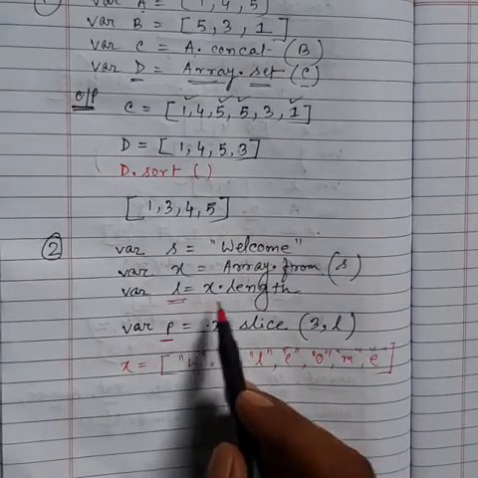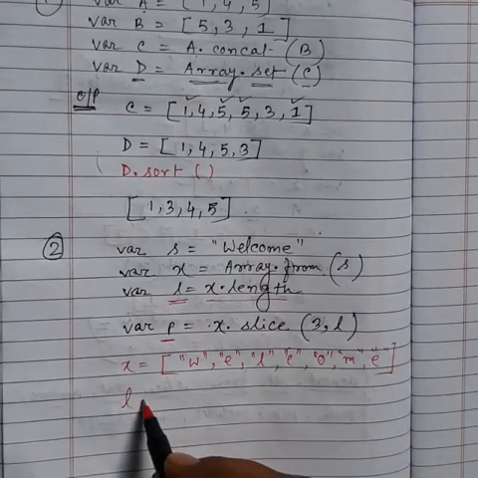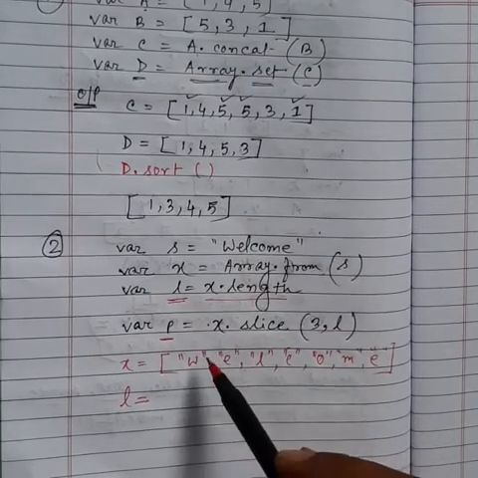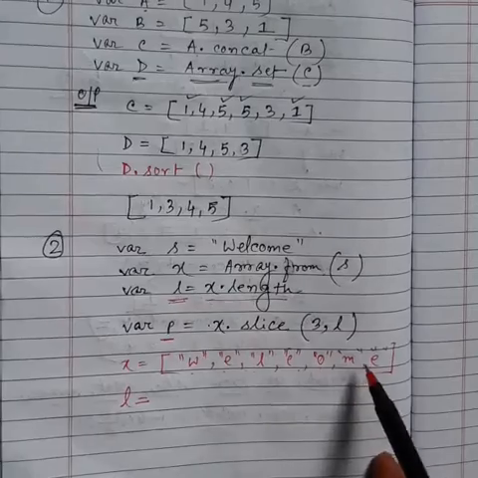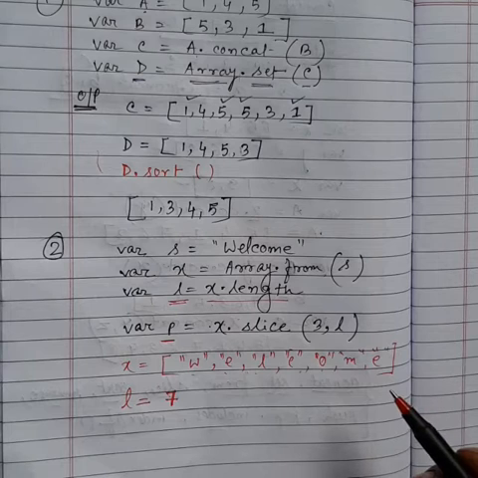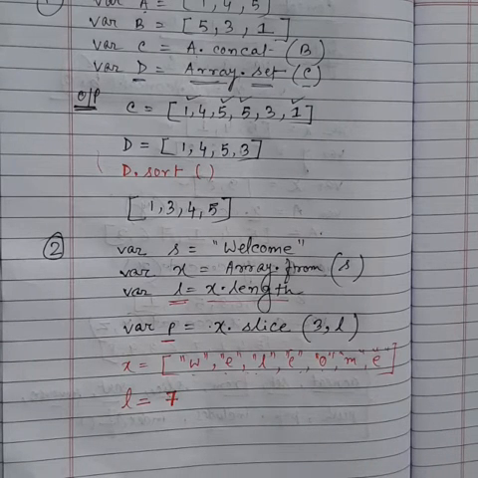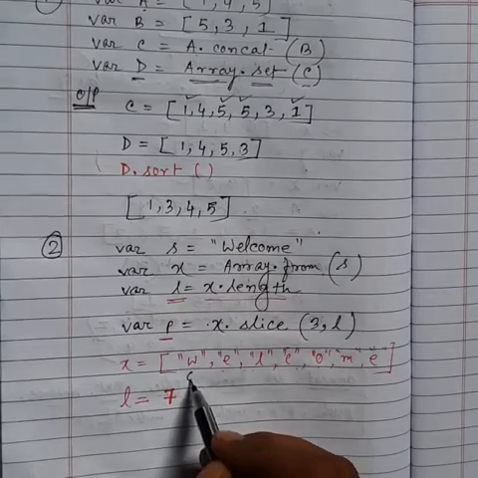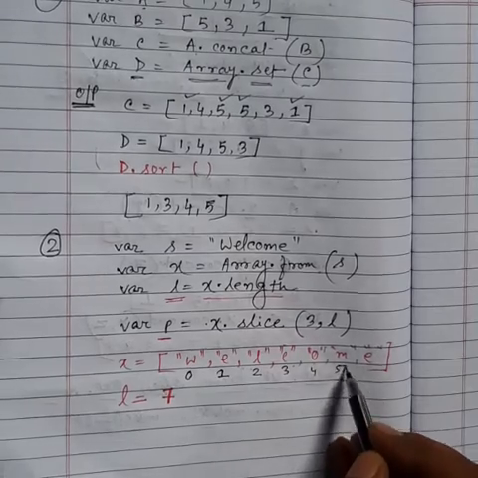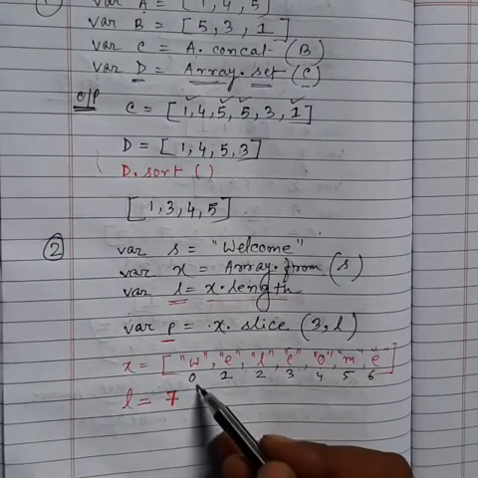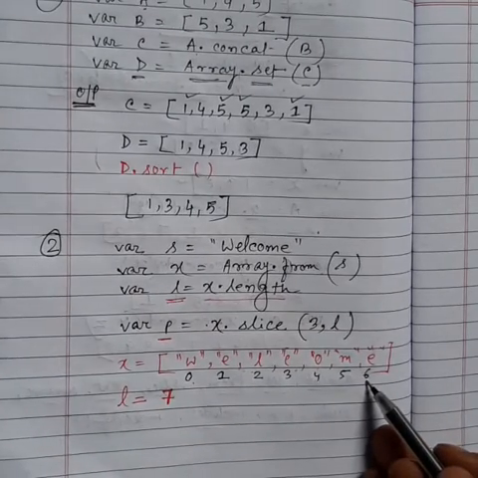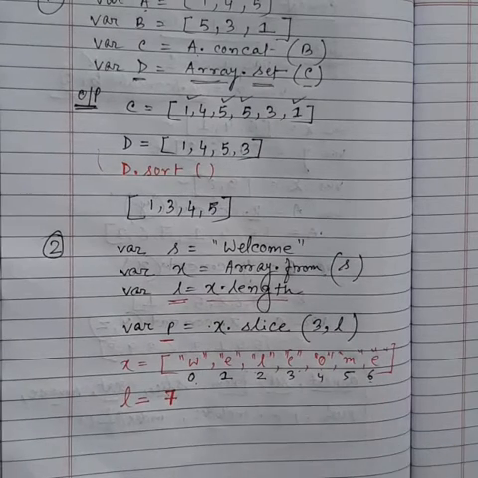After that, one line is there: l equals x dot length. So what will be the value of l? Length means the number of characters. It has 1 2 3 4 5 6 7 characters, so the value of l will be 7. Length is 7, but position always starts from 0, so position goes from 0 to length minus 1. Here length is 7, so 0 to 7 minus 1, that is 6.